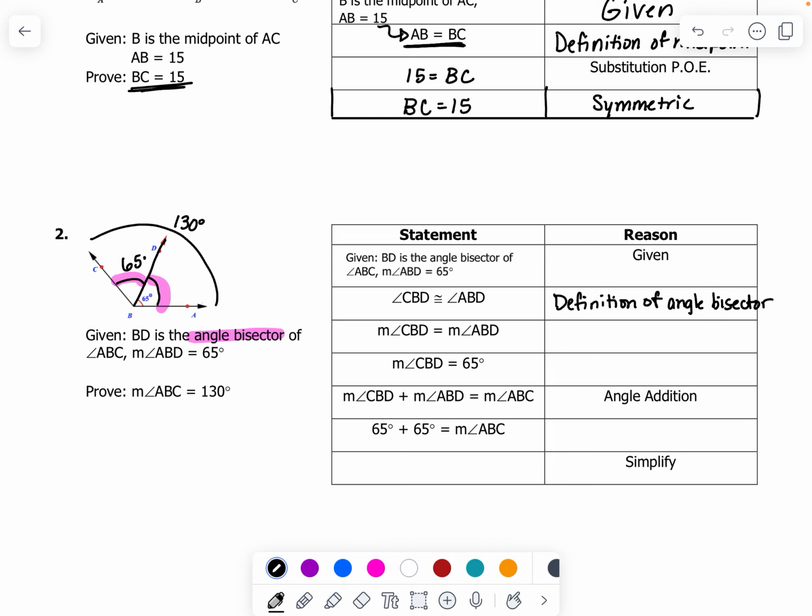And then we moved from this one down to here. And what did we change? We changed our congruent to equal. We went from angle to measure of angle. When we do that, that is always a definition of congruence.